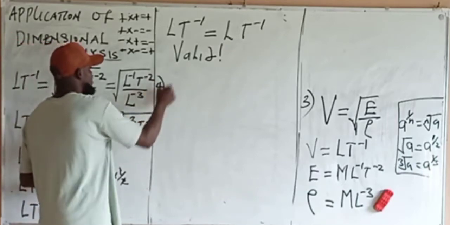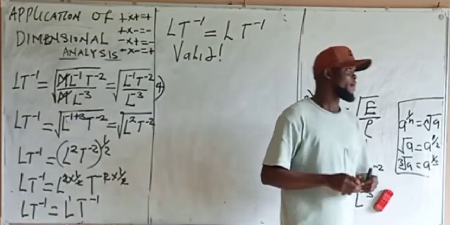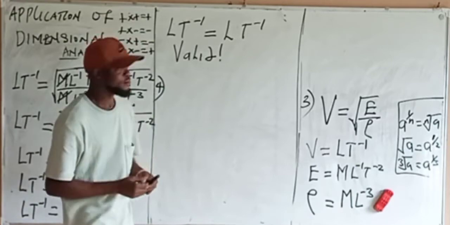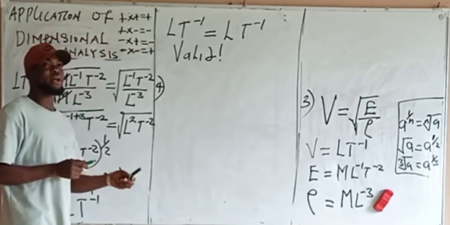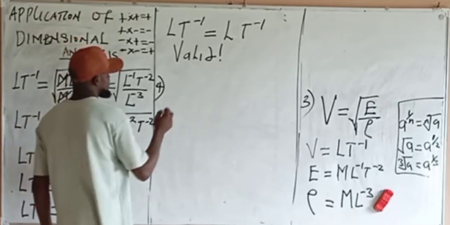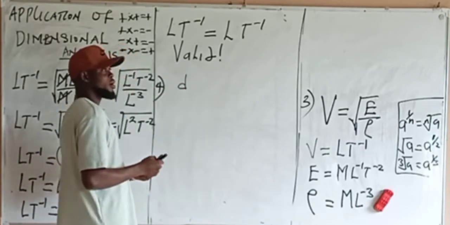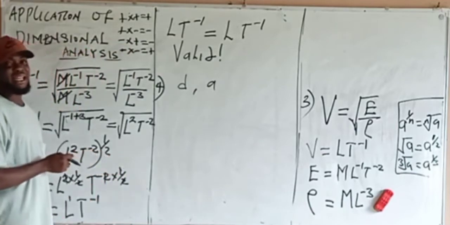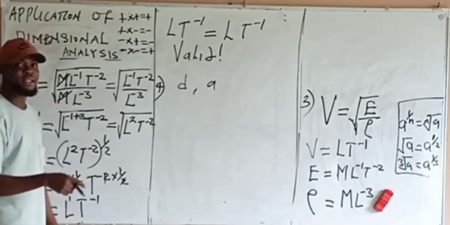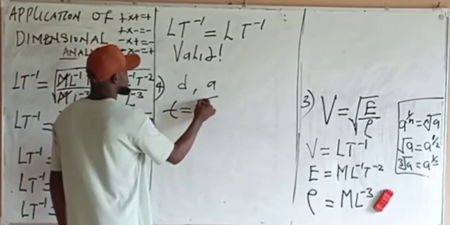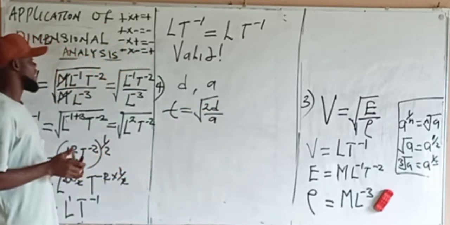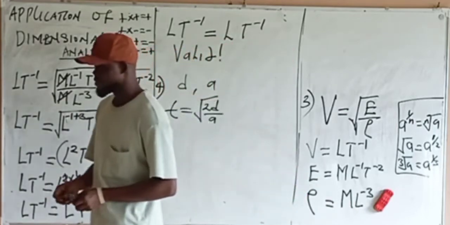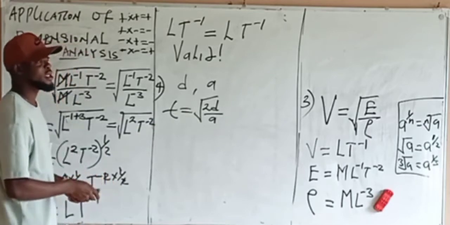Then let's look at another one, number 4. Let's take a look at another question. Number 4. If the time taken for a body to cover a displacement of D, having an acceleration of A, is given by T equals the square root of 2D over A. Check if the equation is correct or valid. Check what? If this particular equation is what? Correct or valid. Let's check.